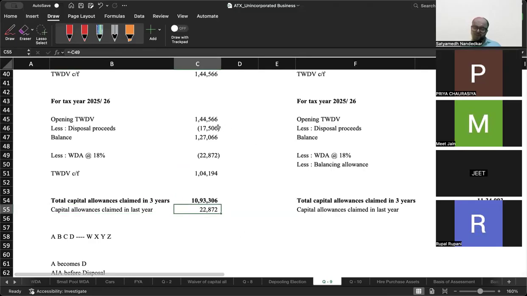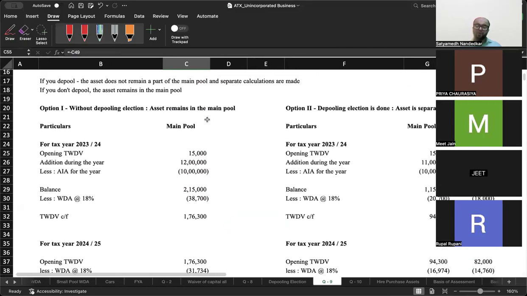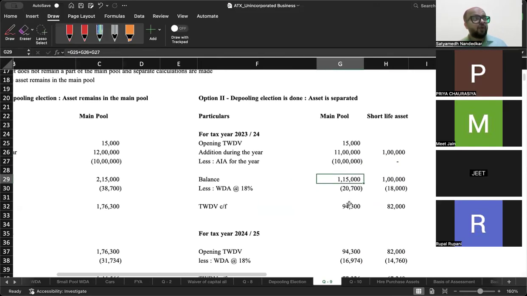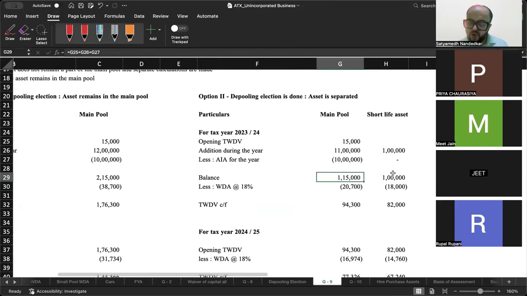देखो, asset has been disposed of, but उसका remaining amount is still in the TWDV of the pool only. But if you go for the short life asset or the depooling election, तो ये जो न्यू asset purchased है, keep it separately, don't mix it with the main pool. यहाँ पे 10 लाख subtract करो, यहाँ पे कुछ भी subtract नहीं होगा. You will be left with 1,15,000. शॉर्ट लाइफ असेट है 1 लाख. इस पे 18% कैलकुलेट करो 2,700. इस पे 18% कैलकुलेट करो 18,000.